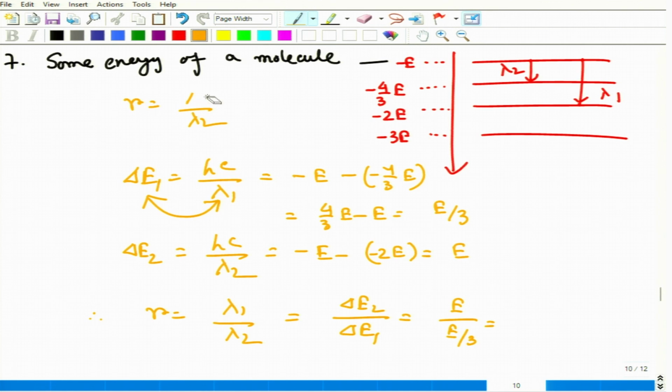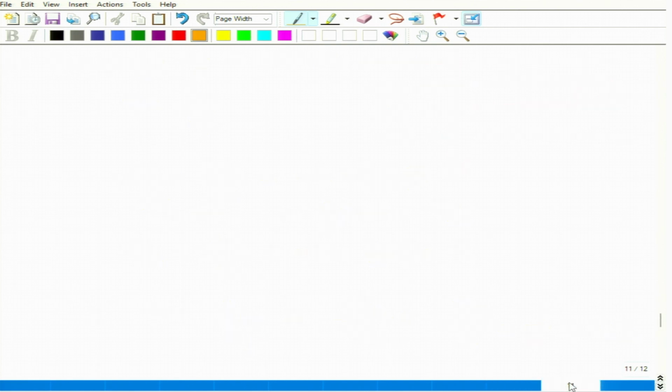So let me change it. So just you have lambda 2 divided by lambda 1. Then it's consistent with the question. Now it's correct. So they have asked lambda 2 divided by lambda 1. Then it will be del E1 divided by del E2. So it's actually E by 3 divided by E. So it's 1 by 3. So essentially the ratio will be 1:3. So it's an easy question, but it's showcased differently.